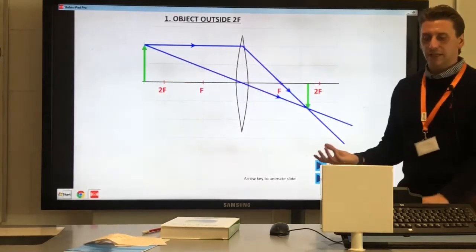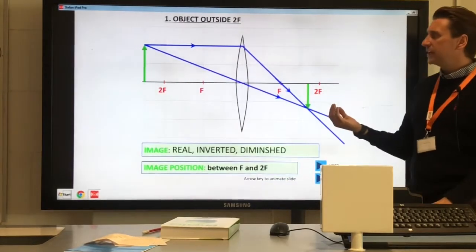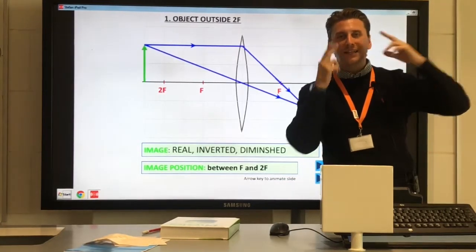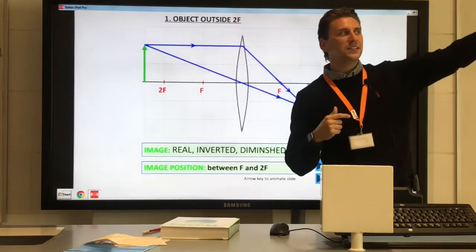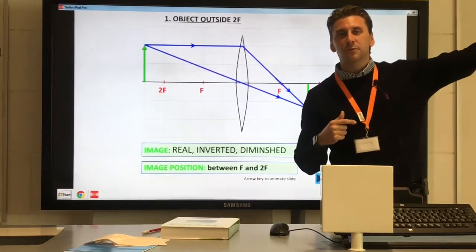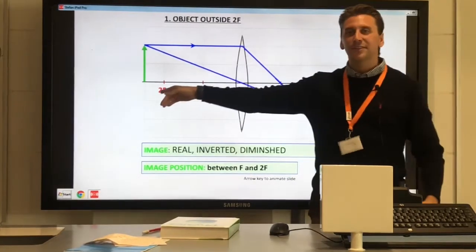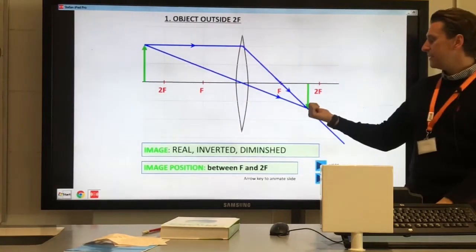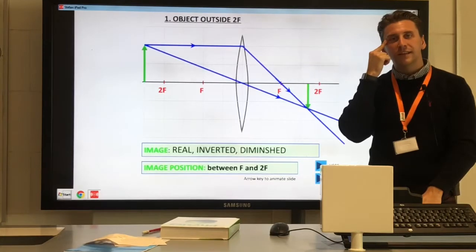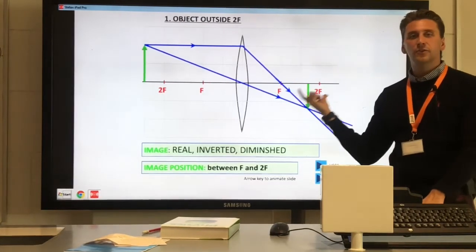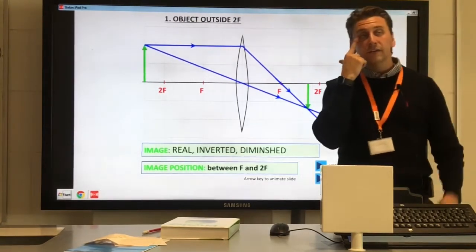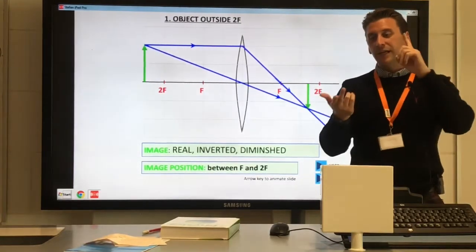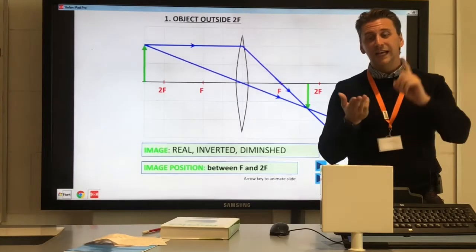And an example in real life of this would be literally if you were looking at the moon. If you look at the moon tonight with your own eyes, then the object of the moon is 3.8 million kilometers away. That's clearly outside 2F, millions of kilometers outside 2F. And the image formed on the back of your eye and your retina will be formed between F and 2F. The image of the moon on your eye, if you look at it tonight, will be between F and 2F. It will be a real image. It will be inverted on your retina, and it will be diminished.